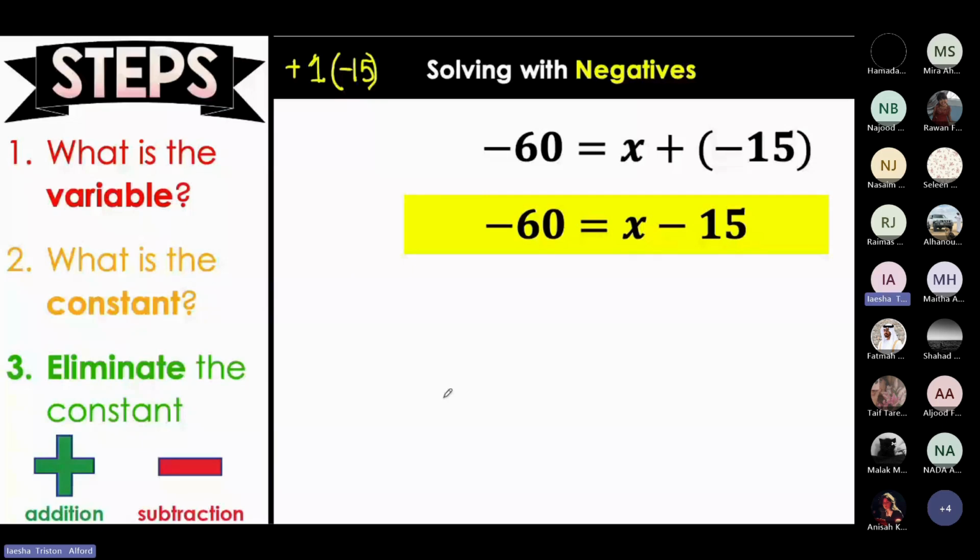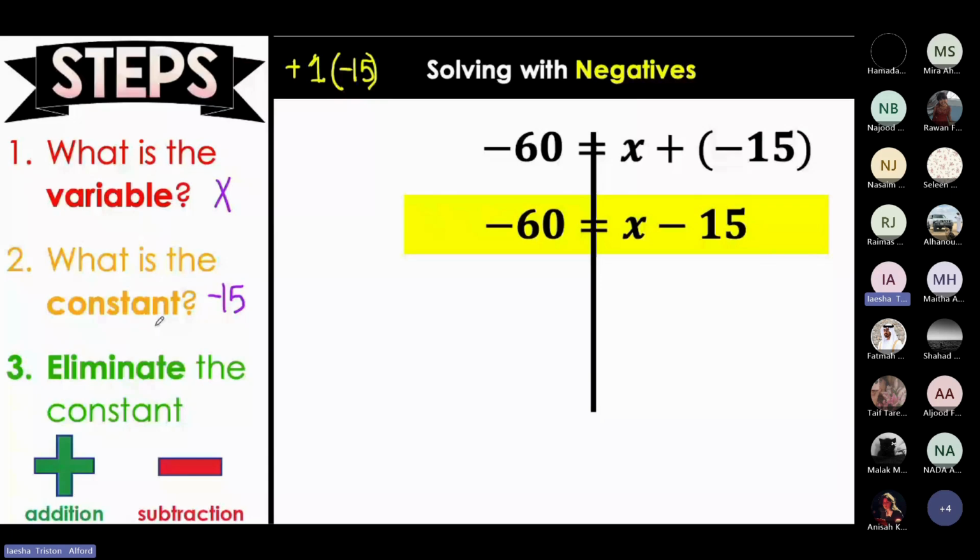If I'm the examiner, I'm going to give you a question like this because I want to know if you know your lesson very well. So this is the kind of question you should expect in your exam. What is your variable? X. What is your constant? Negative 15. How do you know the constant is negative 15? Because it's on the same side as the variable. The constant, we want to make it what? 0.